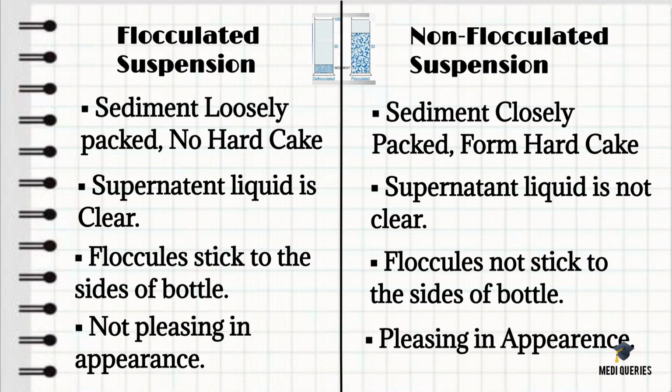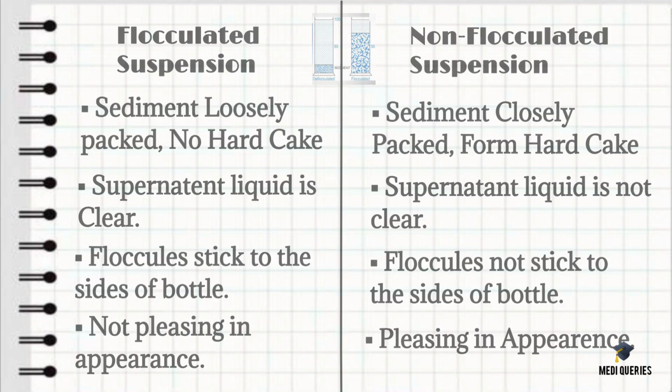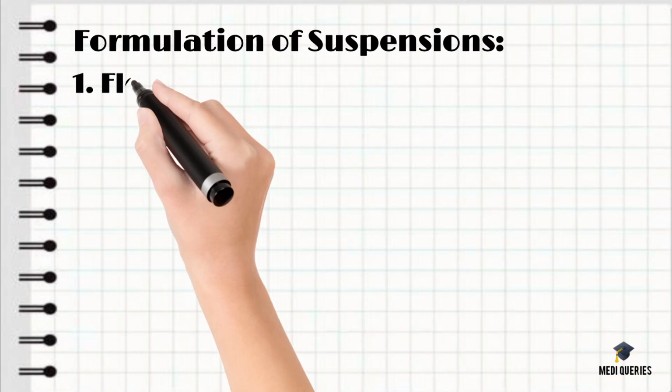The floccules stick to the sides of the bottle. This condition is seen in the flocculated one, whereas in the non-flocculated one, the floccules do not stick to the sides of the bottle. And the suspension is not pleasing in appearance here, while here the suspension is pleasing in appearance. Okay, so these are the main differences between flocculated and non-flocculated suspensions.